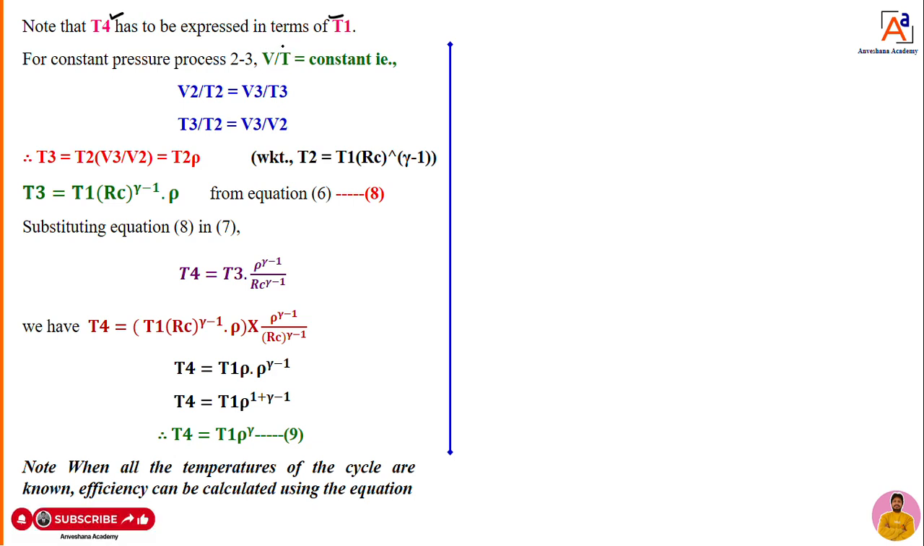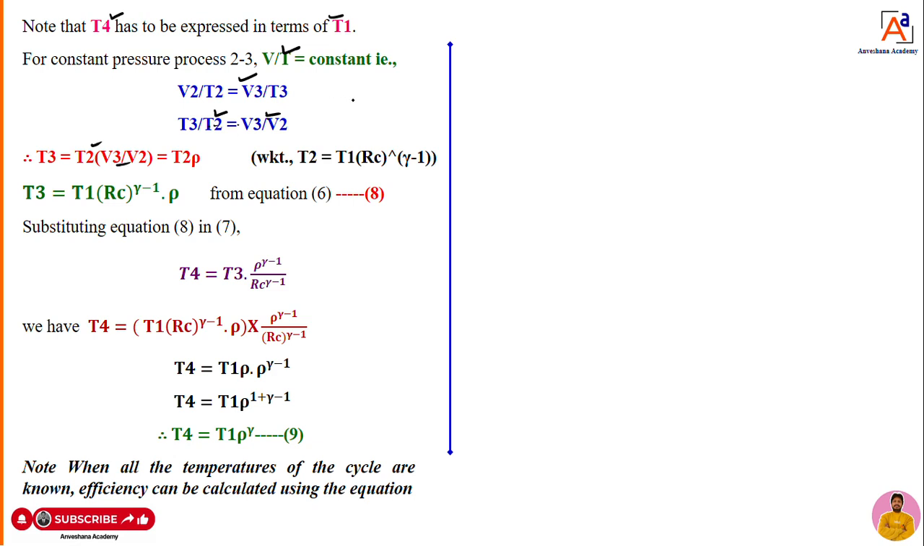That T3 we can calculate at the constant pressure process 2 to 3. There is one condition, V by T is equal to constant. That means V2 by T2 is equal to V3 by T3. I will do small modifications here. T3 by T2 is equal to V3 by V2. What is T3 here? You do simplification. T3 is equal to, you take T2 to this side, so T2 into V3 by V2.